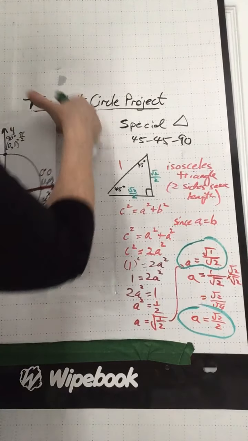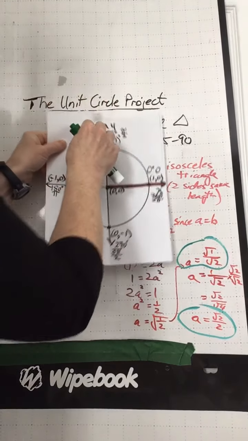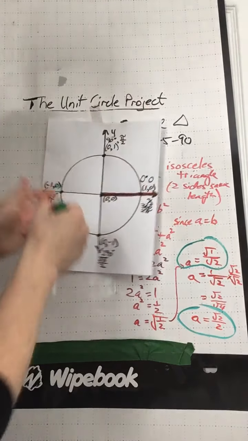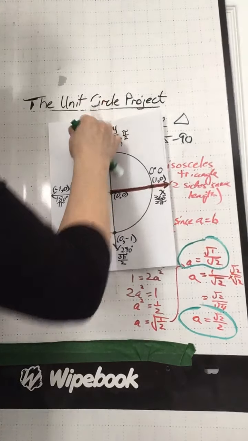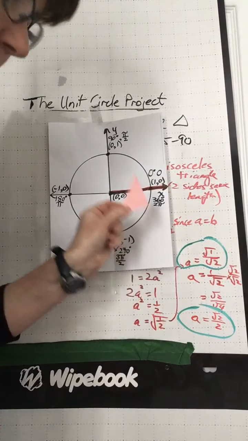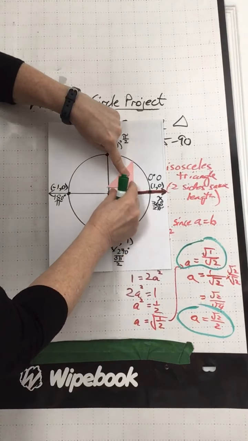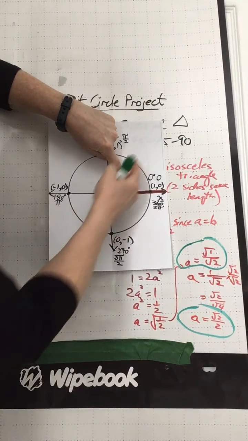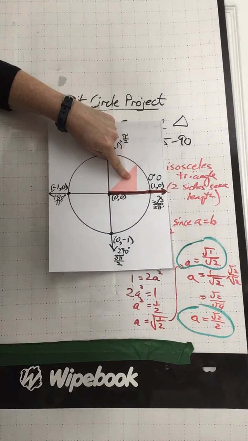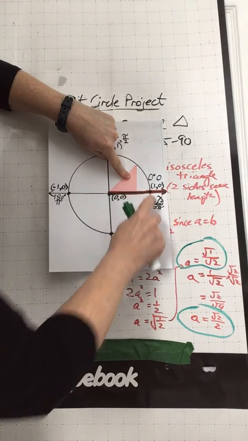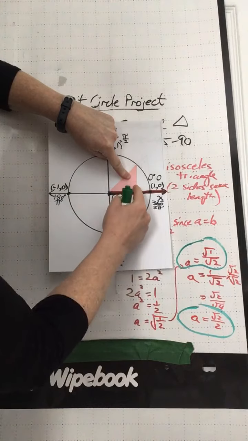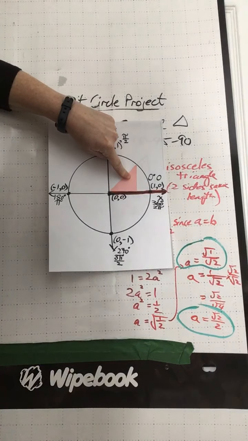Let's go back to the unit circle, so add this to our unit circle. So, here's my little triangle again. We know that the radius is 1, so that length is 1. We now know that this length is root 2 over 2, and this length is root 2 over 2.